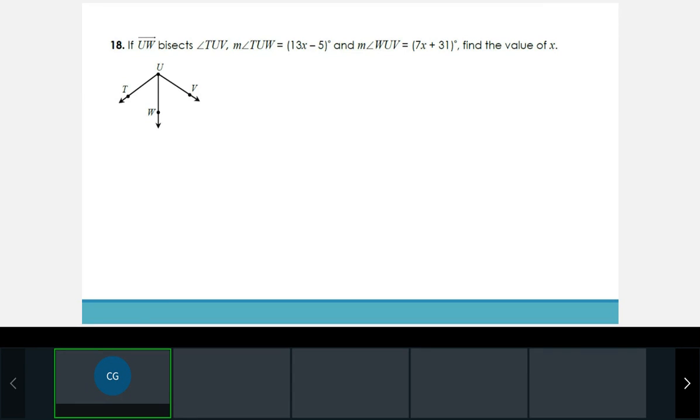It says if ray UW bisects angle TUV. Ethan, it's got to be your computer. I'll watch for you again. I'll watch for you and let you in.